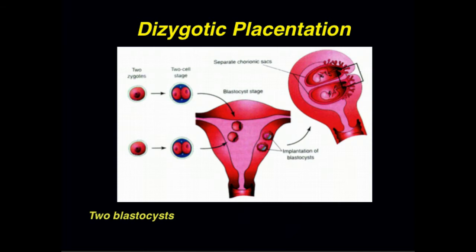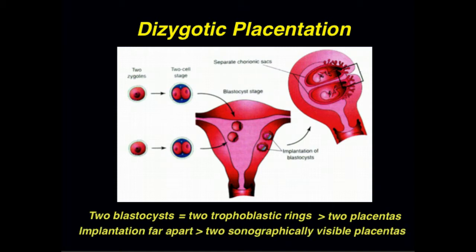Why is that? Because in dizygotic placentation, you start with 2 zygotes. They go through their early cellular divisions, and 2 blastocysts reach the endometrial cavity and implant. There are 2 blastocysts, which means there are 2 outer trophoblastic rings, and each trophoblastic ring necessarily produces a placenta. Therefore, there will be 2 placentas.